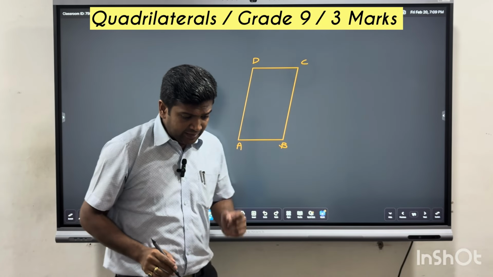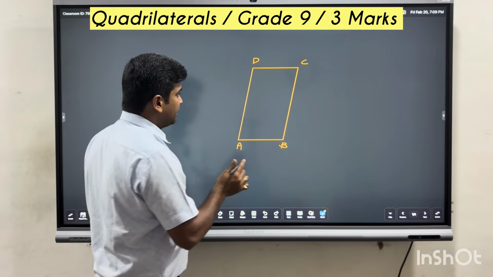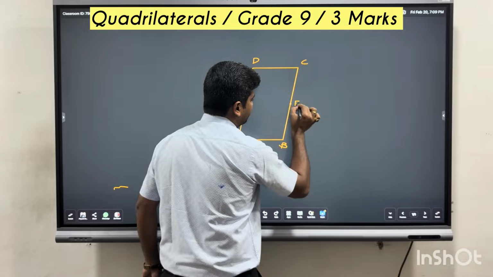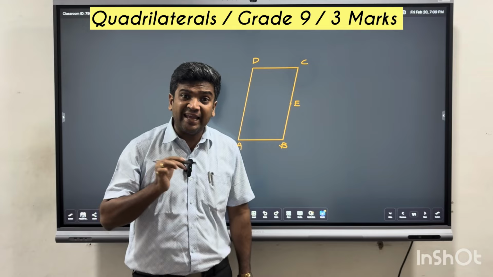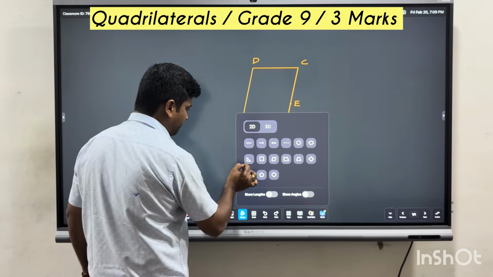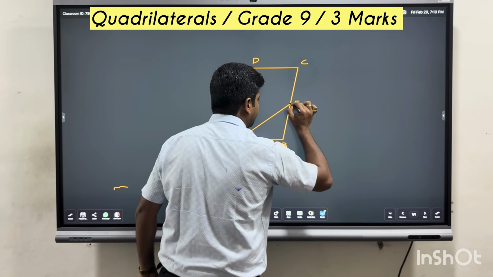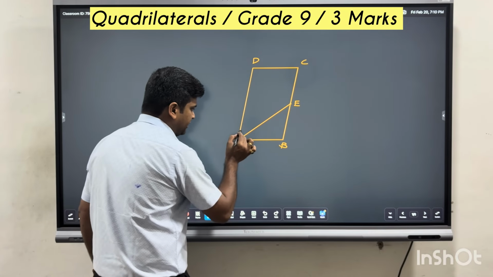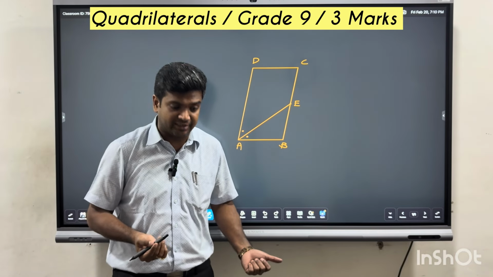Now, E is the midpoint of BC. So let's introduce point E as the midpoint of BC. And AE is the bisector of angle A, which means I have to join A to E. So I'll join AE, which is acting as the bisector of angle A. It's clearly easy to understand these two small angles are equal because it's a bisector.